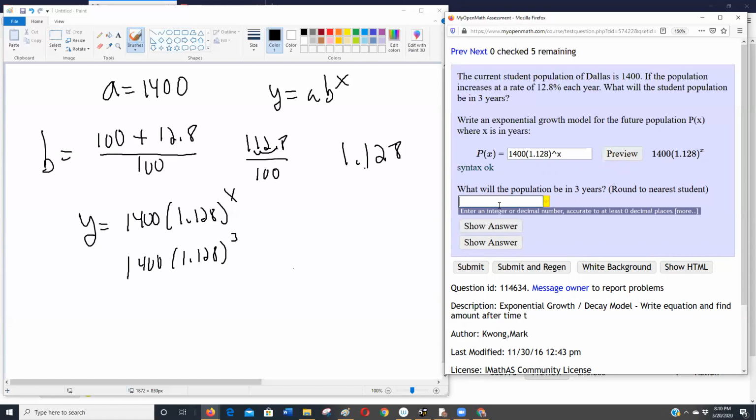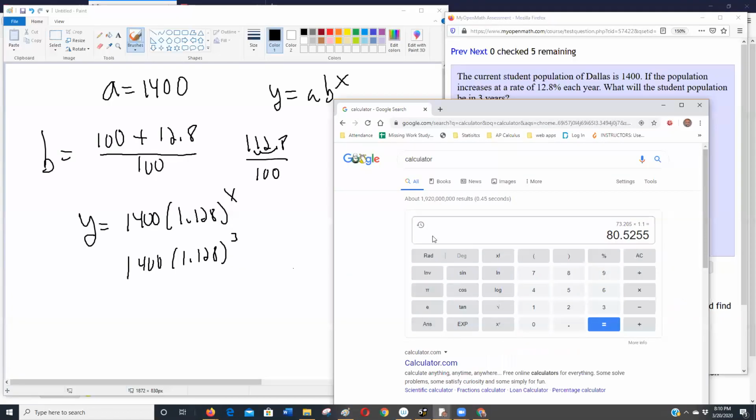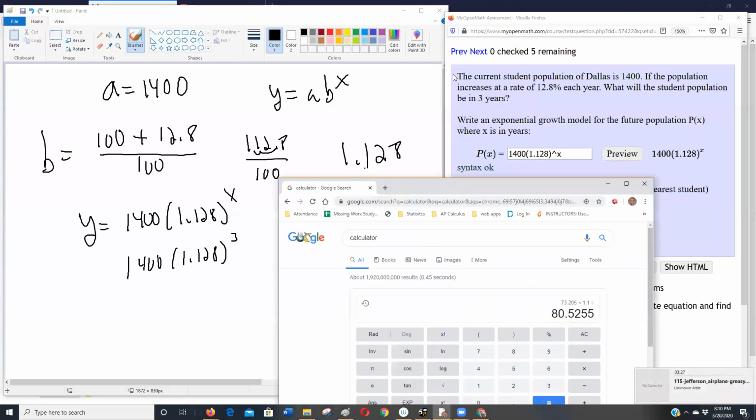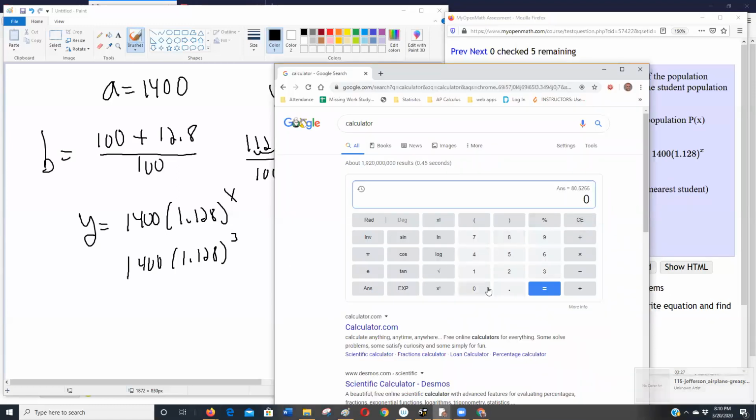And then what's the population going to be in 3 years? Well, I could fire up a calculator. Let's see, do I still have that Google calculator here? I do. So I'm going to clear everything, don't mess it up. And I'm just going to type in 1400 times 1.128 x to the y, 3. And of course, it does order of operations for us.